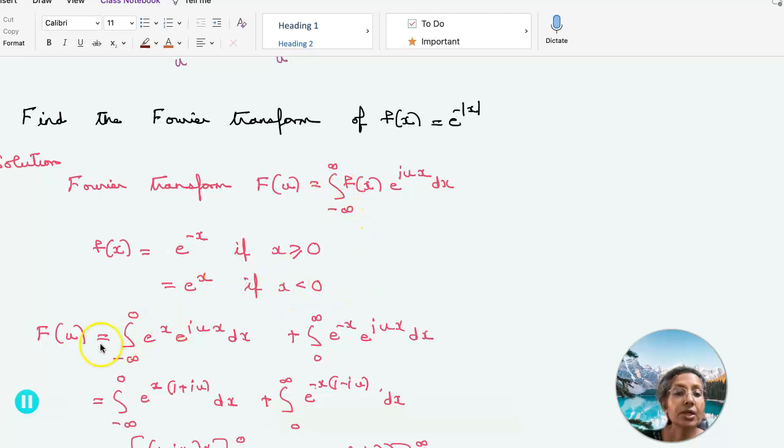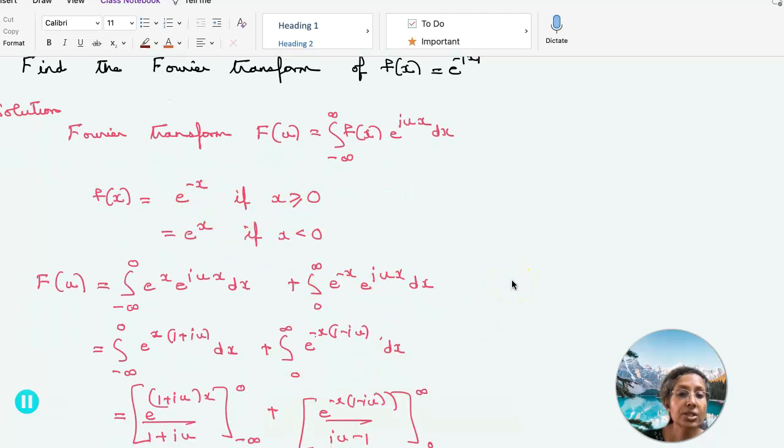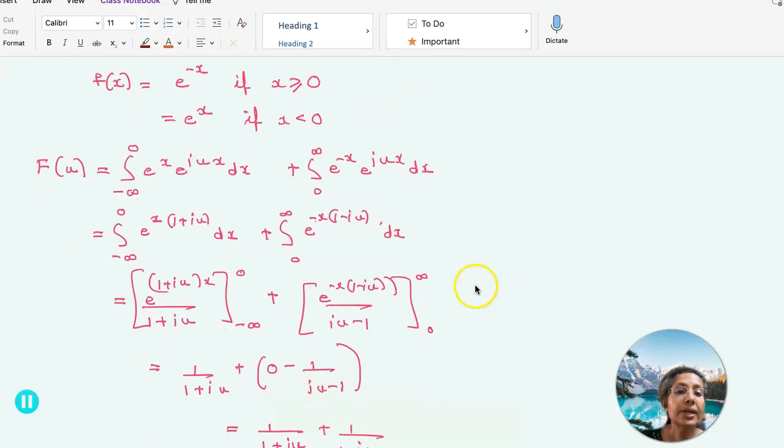So substituting here, your F(u) becomes integral minus infinity to 0 e raised to x e raised to iux dx when x is less than 0, plus integral 0 to infinity e raised to minus x e raised to iux dx. So that will be integral minus infinity to 0, take out the e raised to x into 1 plus iu dx, plus integral 0 to infinity e raised to minus x into, take out the minus sign, so 1 minus iu dx.